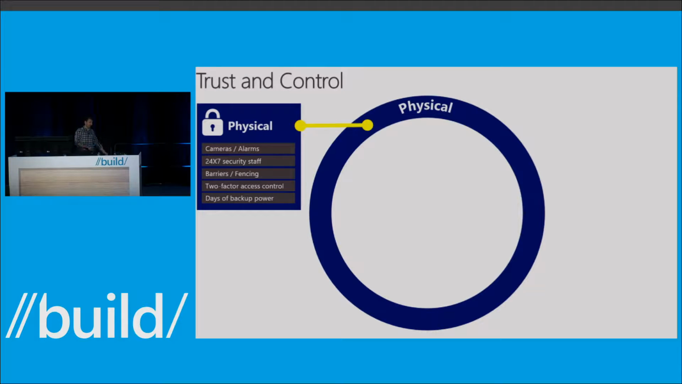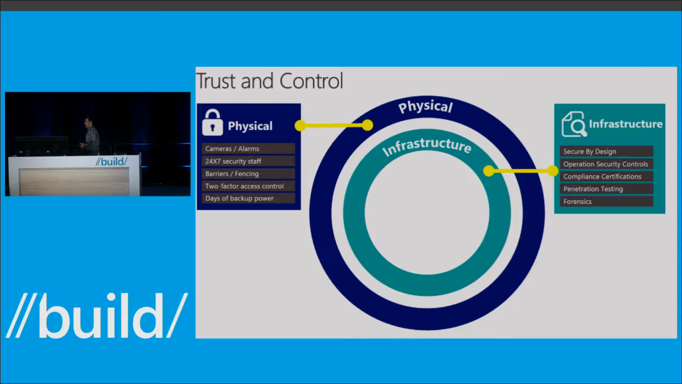The first is physical. This is, we lock down the data centers. We make sure that access has to have 2-factor auth. We make sure that we have cameras and barriers and so on. And this is really an important part, just an assumed part of the security story that we have.